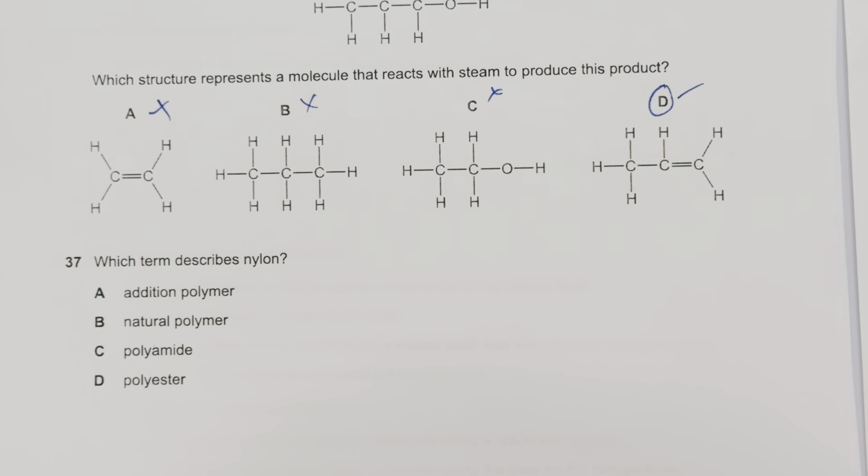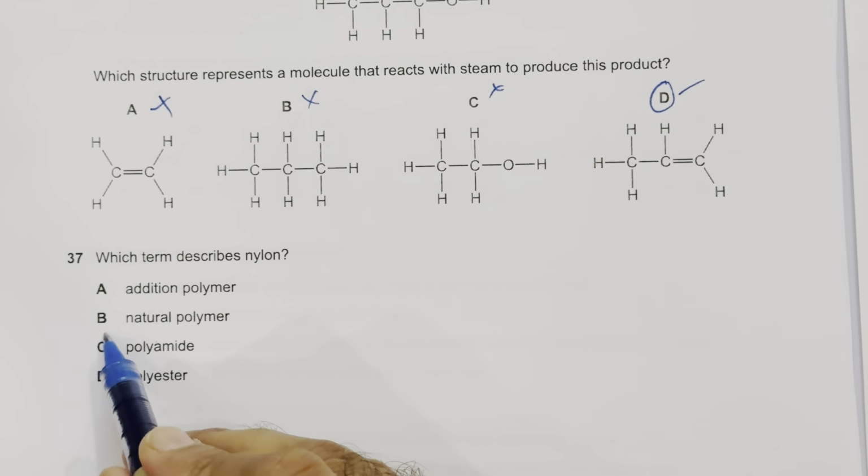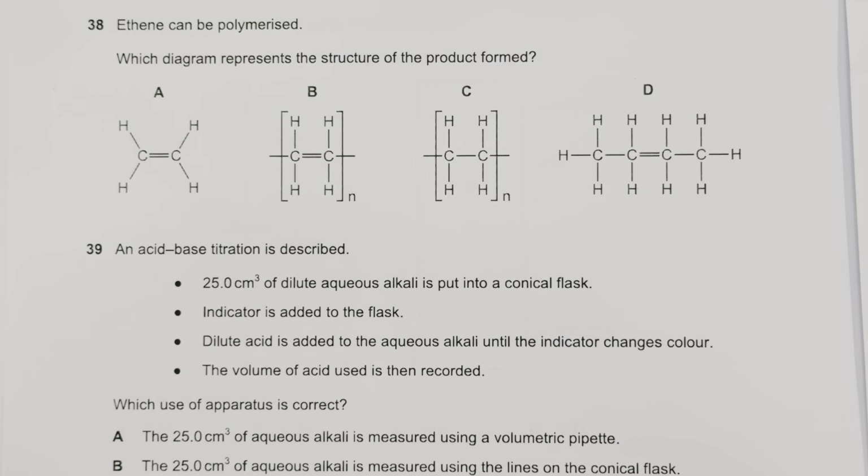Which term describes nylon? We know that nylon is described as a polyamide, so option number C is the right option. Moving to question number 38. Ethene can be polymerized. Which diagram represents the structure of the product formed? A, B, C and D are the given options over here.